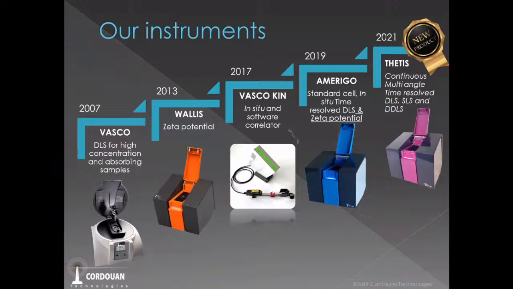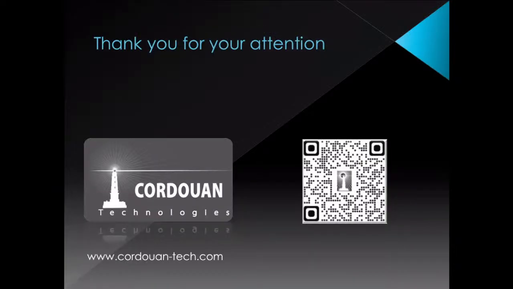That's it. So now just the sales part. You're not going to buy anything from us, but it's okay. Just this is all the instruments that were manufactured in Bordeaux. So you have traditional Vasco, which is a patent coming from the French Institute of Petroleum for dark petroleum. We have the Zeta Potential Wallis. We have the in situ head with the Vasco Keen, which is really dedicated to kinetics, to measurement mode outside of the box. You have the Amerigo, which is a mix of DLS and Zeta Potential, and you have the Tetis, which is the very new one, enabling to measure anisotropic nanoparticle size. Okay, and that's it. Thank you very much.